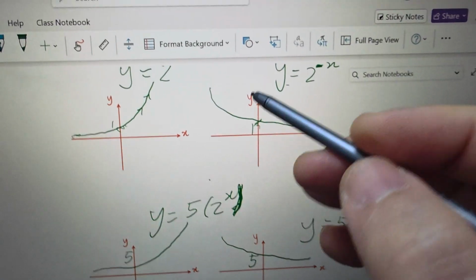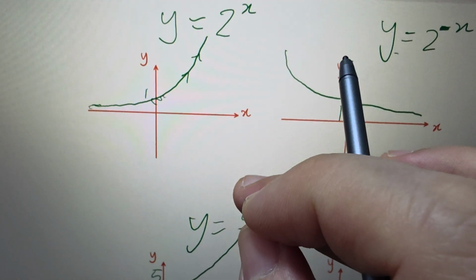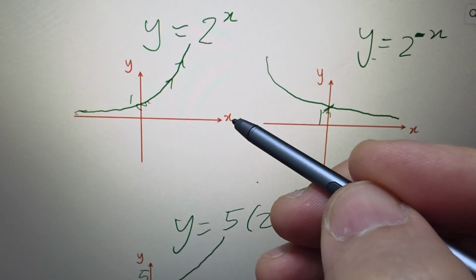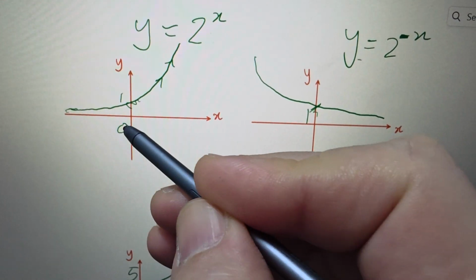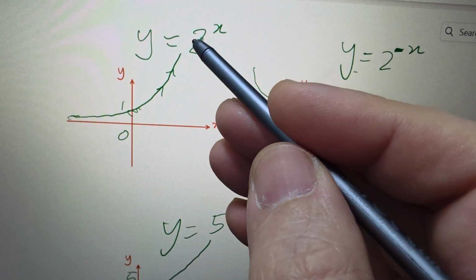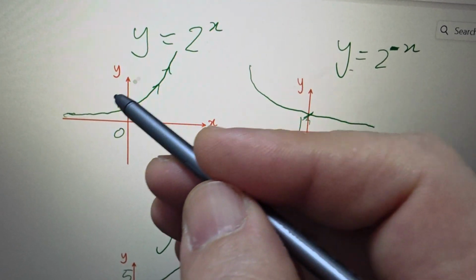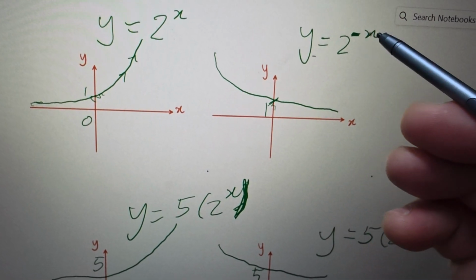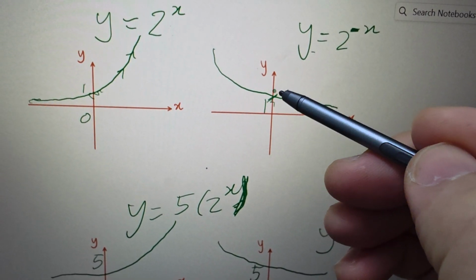Now, why like that? When it is just an equation like this, you ask yourself, when x equals 0, you put x as 0 here, anything to the power of 0 is 1. Anything to the power of 0 is 1. Minus times 0 is still 0. That's why it's like that.